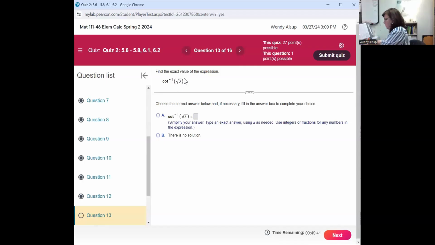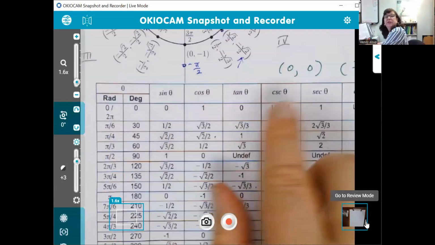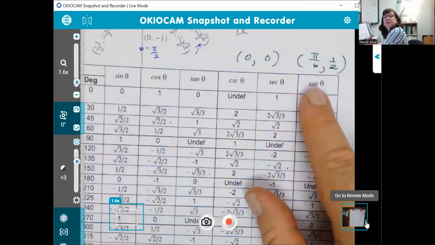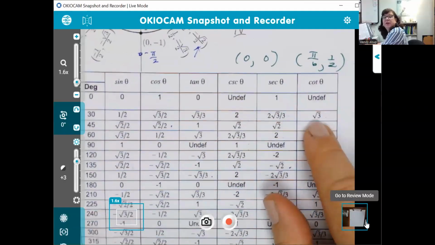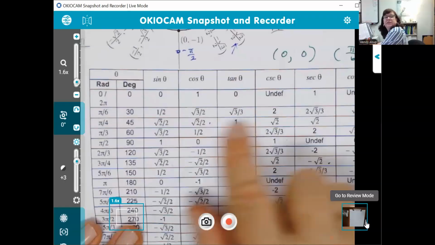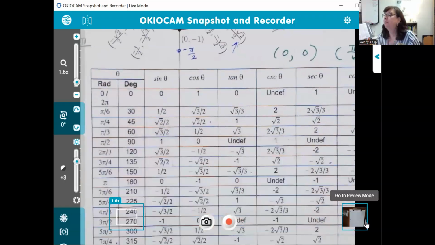All right, so we want to come back over here. We're looking for the inverse cotangent of √3. All right, where's my cotangent? Here is my cotangent, looking for positive √3. Well, there it is right there. Pi over 6. That's easier.